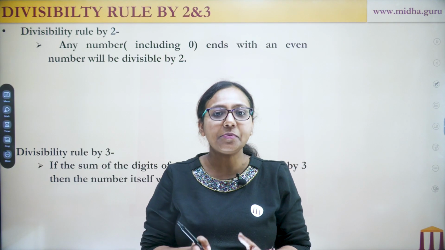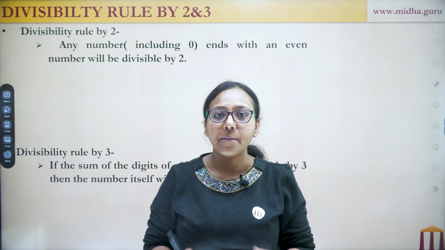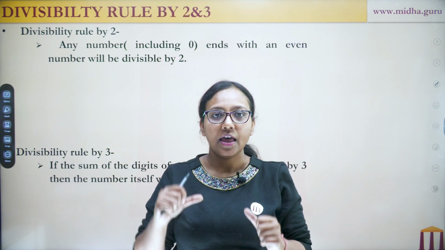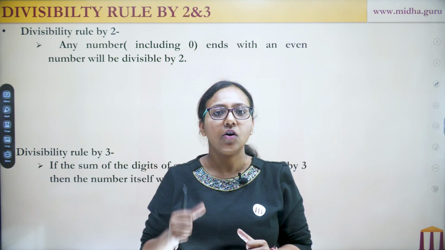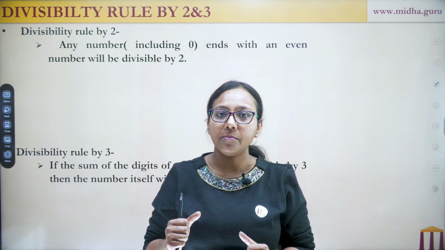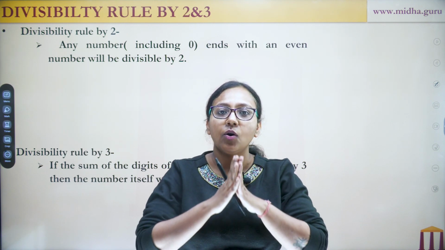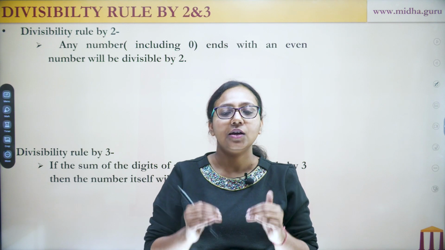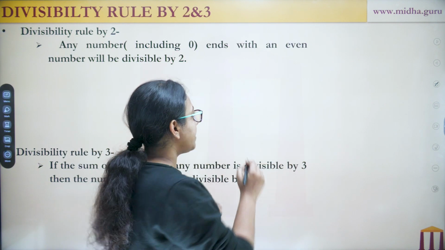Let's begin with the divisibility rule by 2, which is the simplest rule because you just have to take the number and see its unit digit or the last digit. If it is an even number including 0, then the whole number will be divisible by 2. So let's check with some examples.